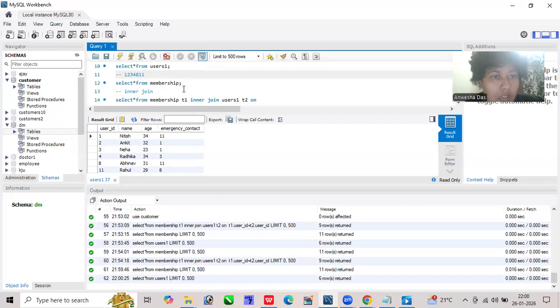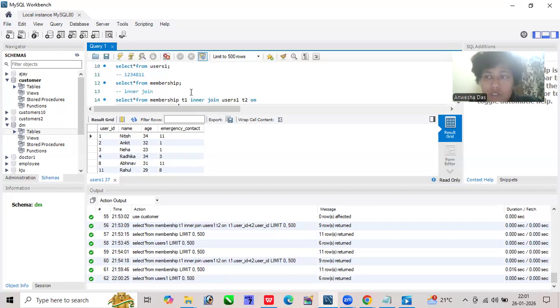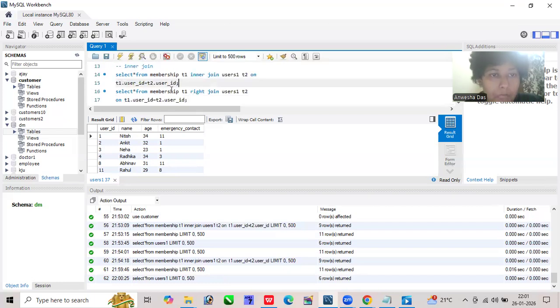Now, I'm trying to join two tables. One is the membership and another one is the user ID table: 1, 2, 3, 4, 8, 11 and 1, 2, 3, 4, 5, 6. Based on the user ID, I'm trying to join. If I join the two tables, what will be the output? First of all, let's see the code.